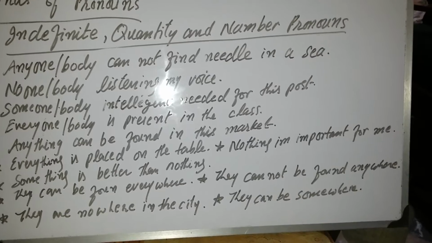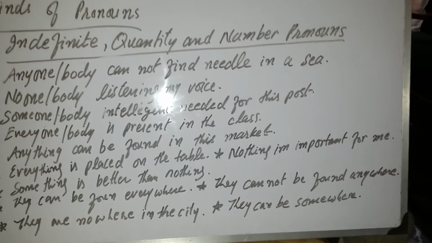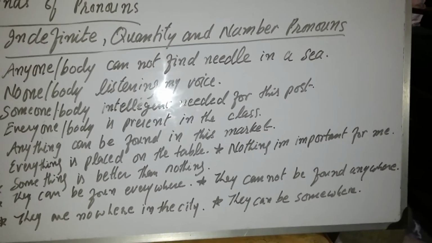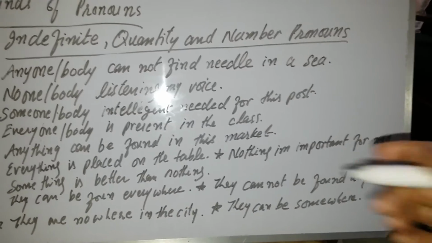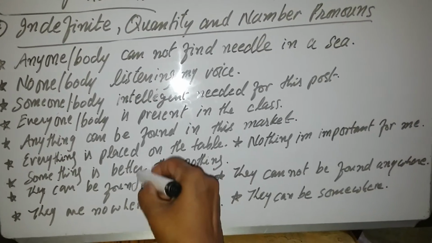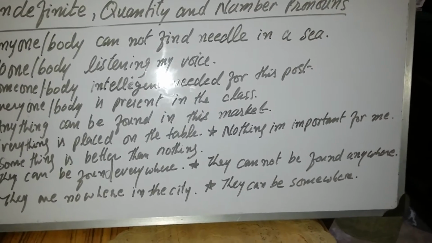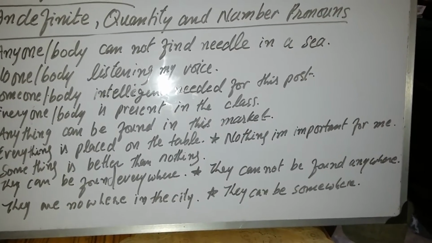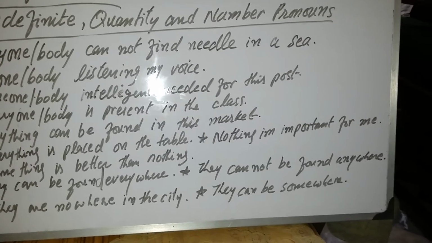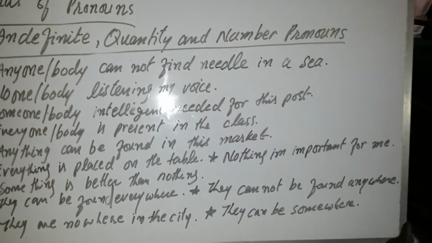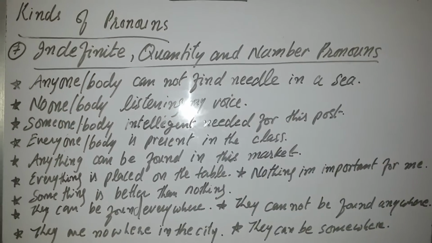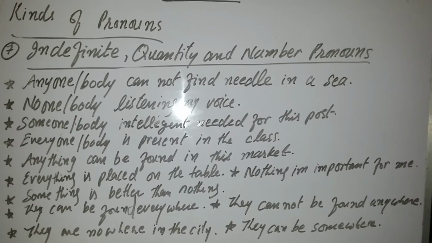Now the next examples are for places. They can be found everywhere. They cannot be found anywhere. They are nowhere in the city. They can be somewhere. So these are examples of indefinite compound pronouns.